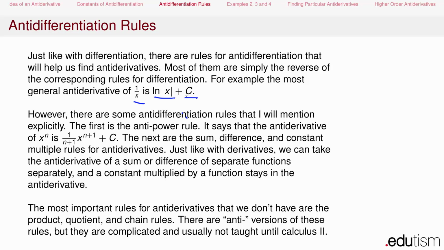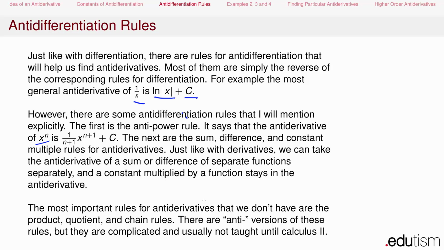However, there are some antidifferentiation rules which I'll mention explicitly. The first is the antipower rule. It says if we want to take the antiderivative of x to the n, we're going to get 1 over n plus 1 times x to the n plus 1 plus c. The reason for this: if we take the derivative of 1 over n plus 1 times x to the n plus 1, the n plus 1 will come down, it'll cancel the n plus 1, and we'll get x to the n. Great, take the derivative of the antiderivative, we get back to where we started.